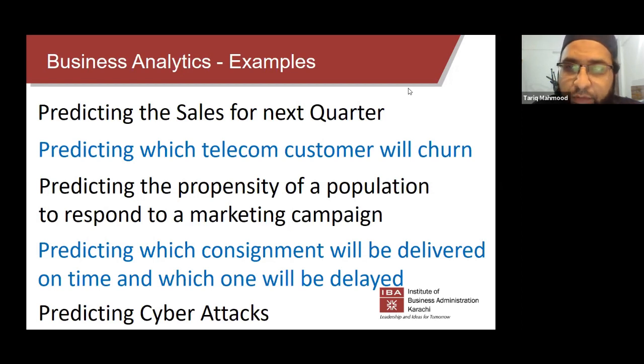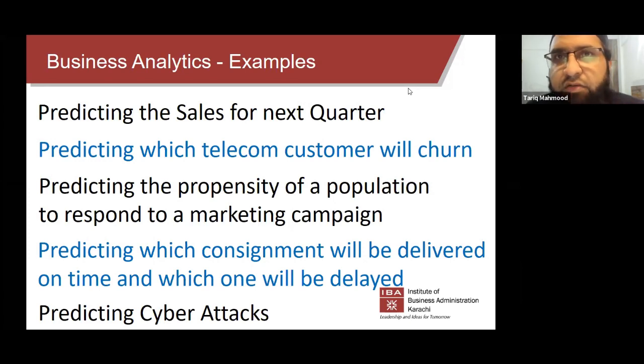I can predict the propensity of a sample of population to respond to a marketing campaign. So I don't want to go to an area and target 500 people. I just want to predict which are the people who are most likely to respond, and I'm only going to target those. So it's going to save my time and money. I can do that, and it's being done across the world. The logistic companies like TCS and DHL, etc.